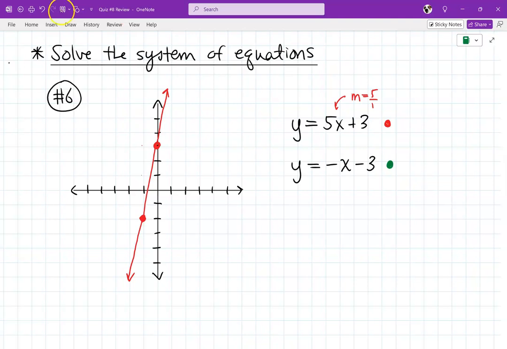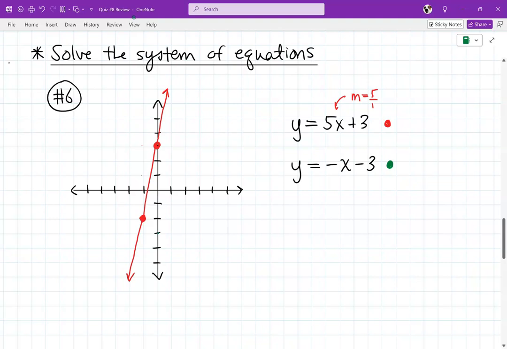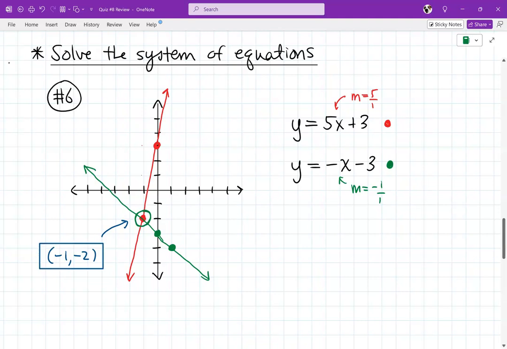All right, let's do the green line. The green line is beginning at -3, so here's -3. And then my slope is -1 over 1. m is -1 over 1. So 1 down, 1 to the right. So if I draw the line straight here, the cross is right there. That point appears to be, what's that, -1, -2. And there you go. I'm done with that one. So that's my solution.